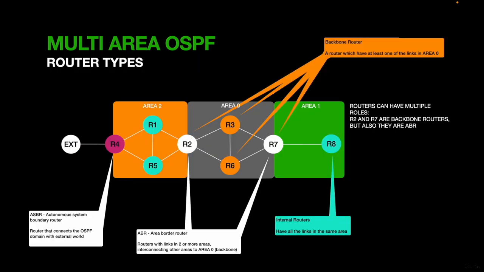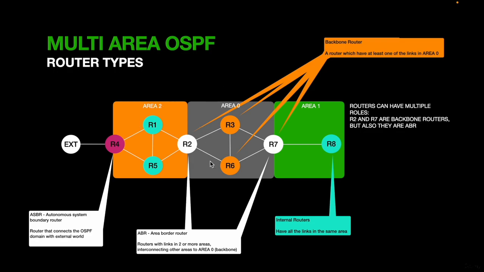In OSPF multi-area, the routers can have multiple purposes. The routers which are inside an area are called internal routers. The routers which are at the edge of an area and have an external connection are called the autonomous system boundary router, and it's basically a router that connects the OSPF domain with the external world.